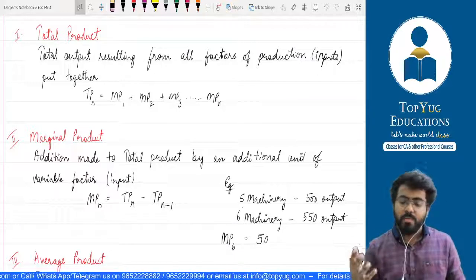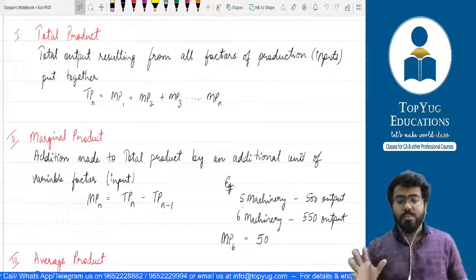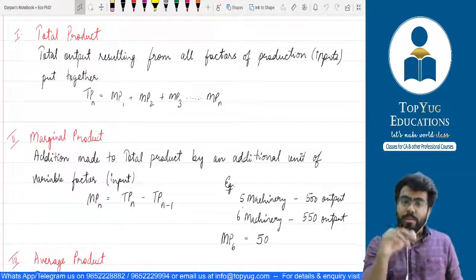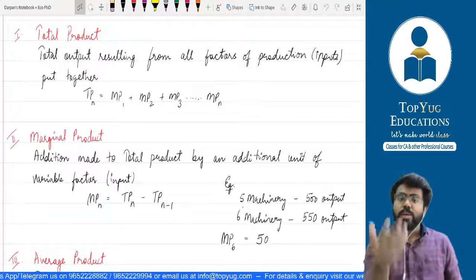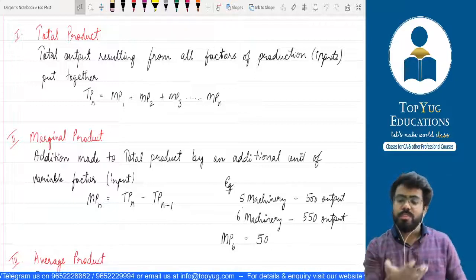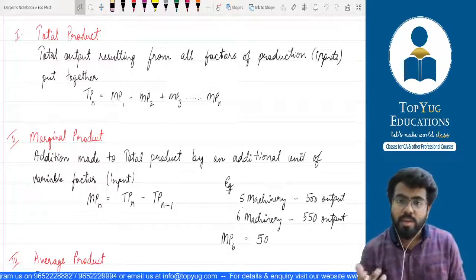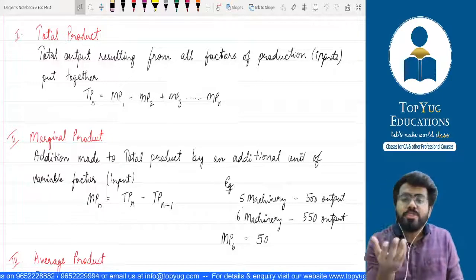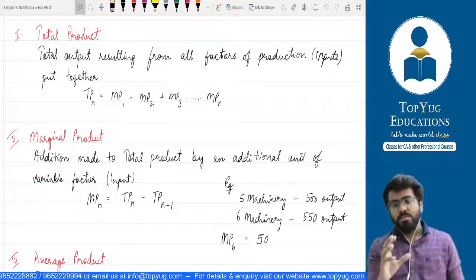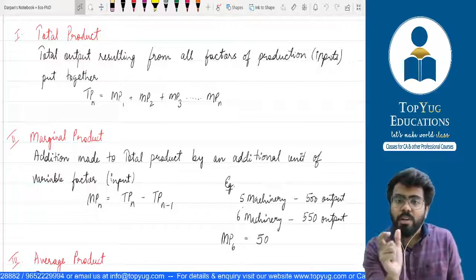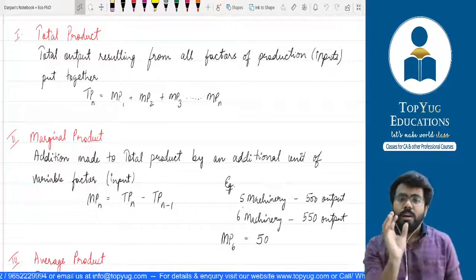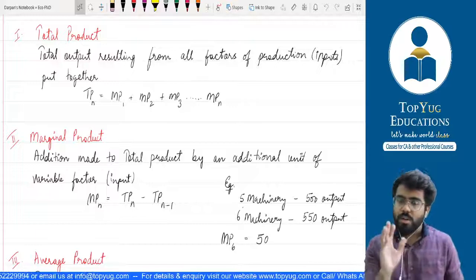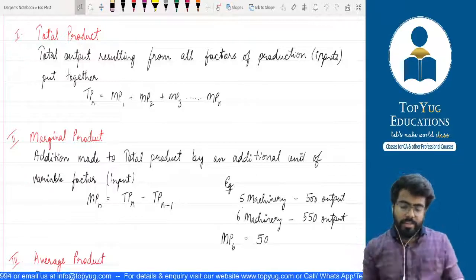Right? We saw the example where, let's say, 5 machineries are producing 500 output. If you're employing one more machinery, that is 6 machineries, it is producing 550 output. That means how much did the sixth machinery contribute? 50 units of output. That is nothing but the marginal product of the sixth machinery. Understood the marginal product concept? All right.